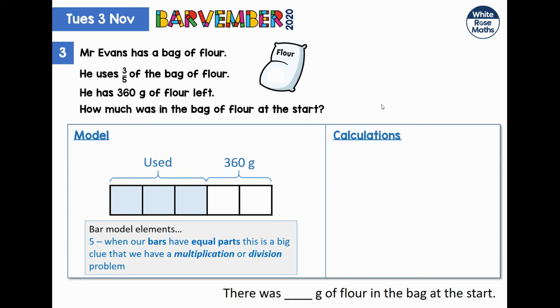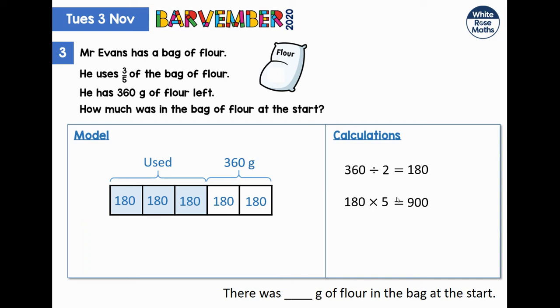See how the labelling of the bar model is really important here. And we can see that our 360 relates to two equal parts, hence why we've got a division calculation here to tell us what each of those parts are. Now remember, all of these are equal, so straight away that tells us what all the parts of this bar equal. So having done a division calculation, we can now do a multiplication calculation to find out how much was in the bag to start with.